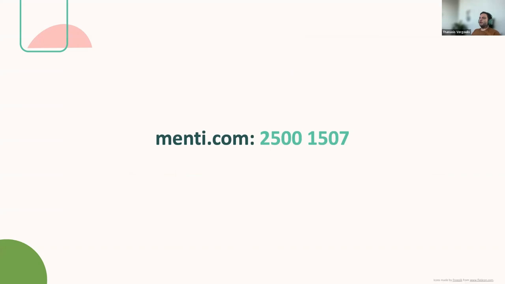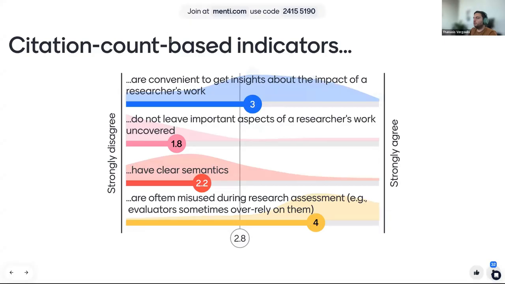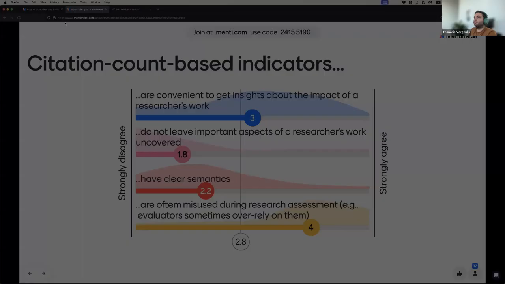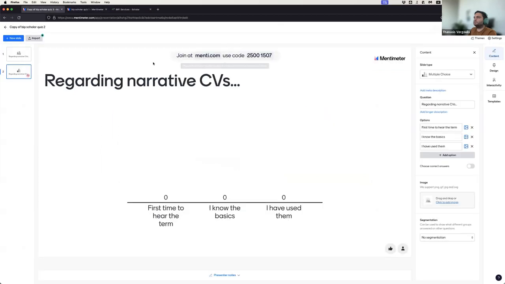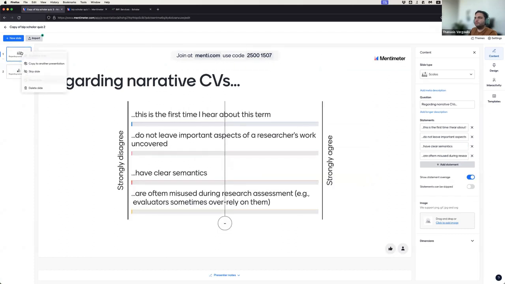But before that, let's go to Menti again. There is another code, 25001507. So if you go there, I have a second quiz for you, which is about the next thing that I would like to mention. So let me see.